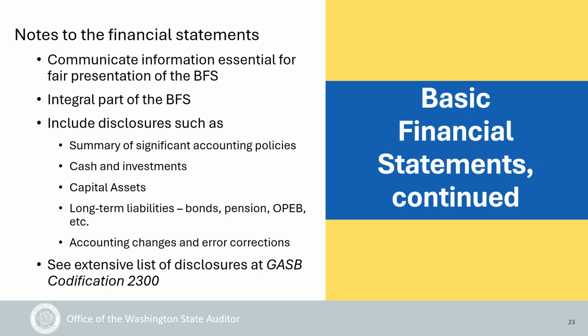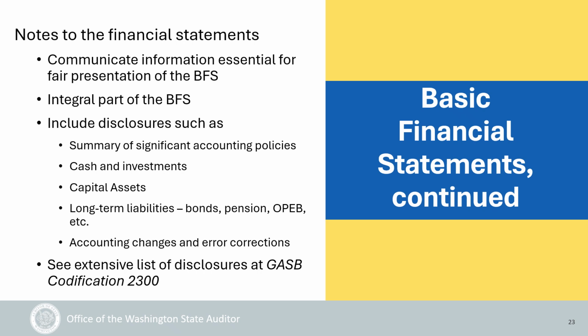There is a significant list of required disclosures which can be found in GASB Codification 2300. I would like to point out that not every disclosure is required by all governments. You will only want to disclose what is applicable and appropriate to your government and your government's situation.